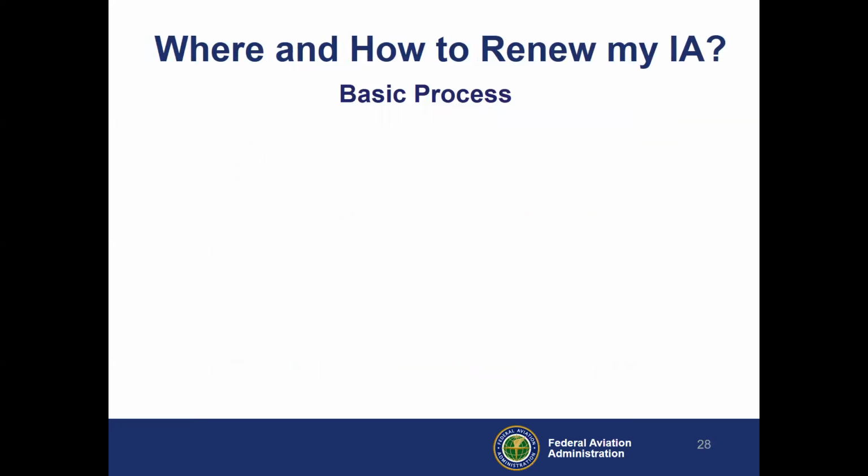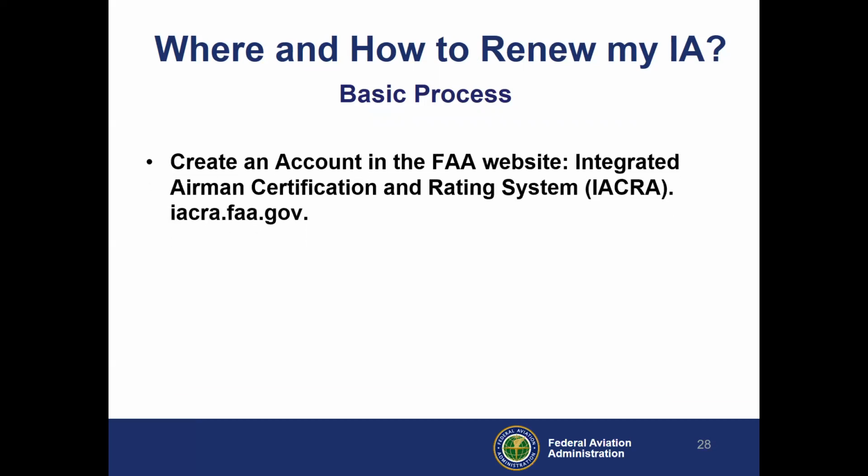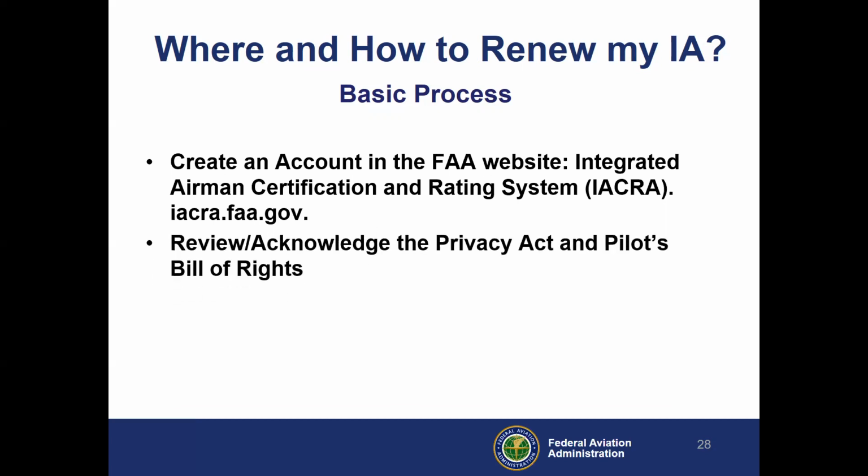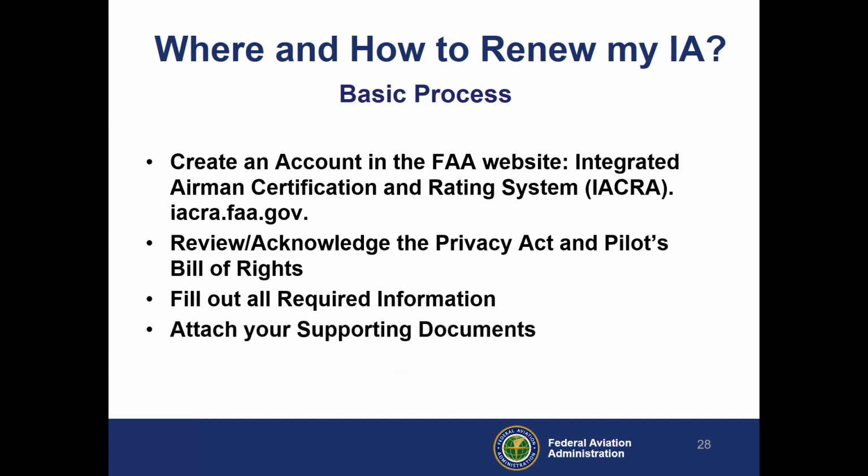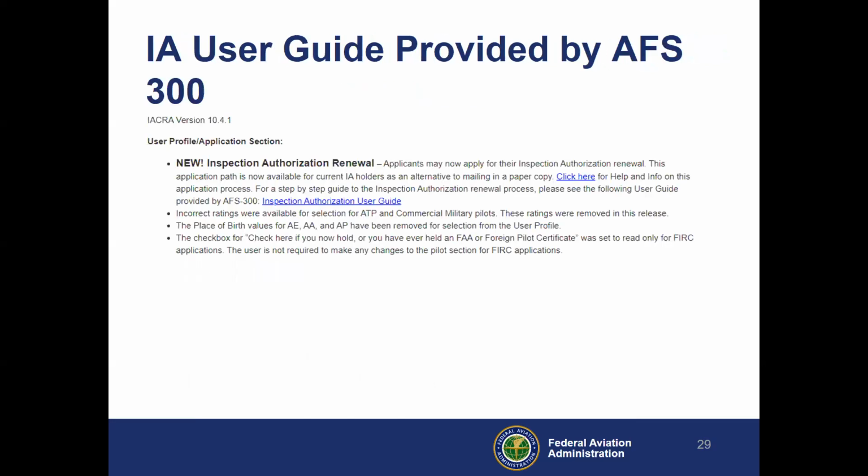So here's the part we all logged on for: where and how to renew my IA. And so now that you've gathered up all your evidence and you've got your places where you work to show your activities, you can start the process. So the basic process is you're going to go create an account in the FAA website, IACRA. You're going to review and acknowledge the Privacy Act and the Pilot's Bill of Rights. You're going to fill out all the required information, attach your supporting documents, and then sign and submit your application. So we're going to look at that process step by step.